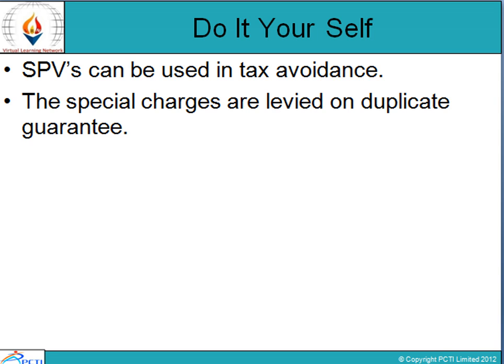SPVs can be used in tax avoidance, and special charges are levied on duplicate guarantee.